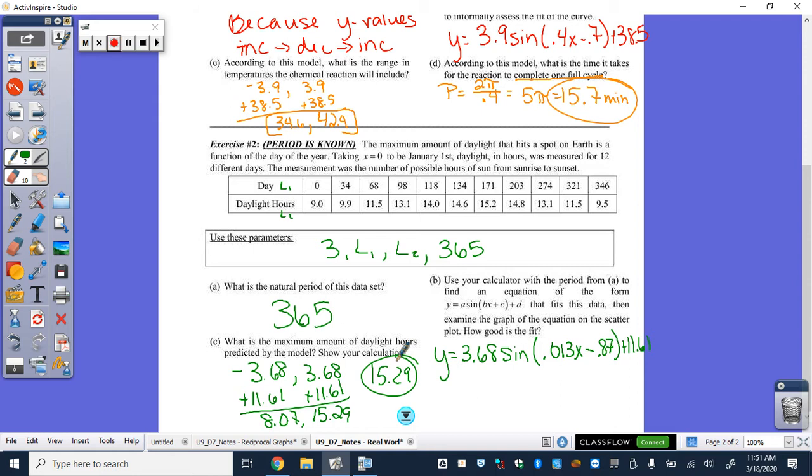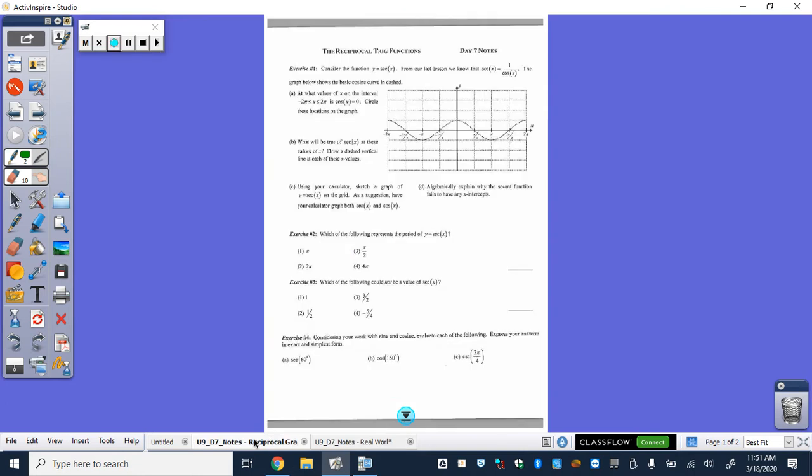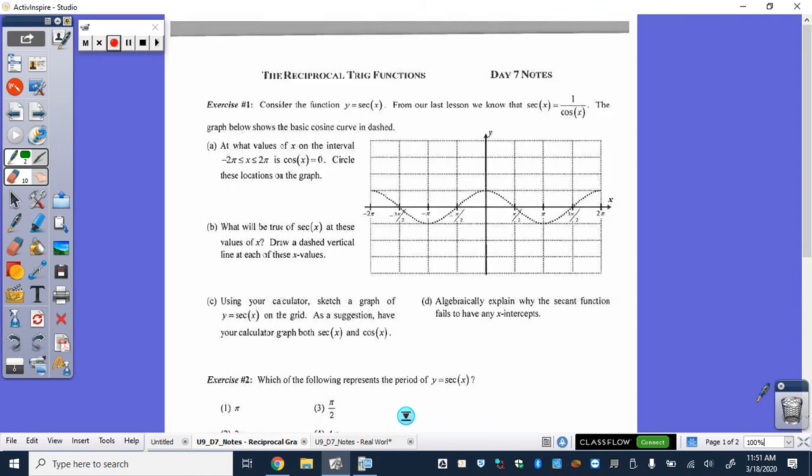So, last thing for us to take a look at would be reciprocal functions. So let's go to that last page there. Take a look at our reciprocal functions. So consider the function y equals secant x. Remember, secant is the reciprocal of cosine, so secant x is the same as 1 over cosine x. So the graph below shows the basic cosine curve in dashed. So I drew that already. Dashed lines, basic cosine curve.